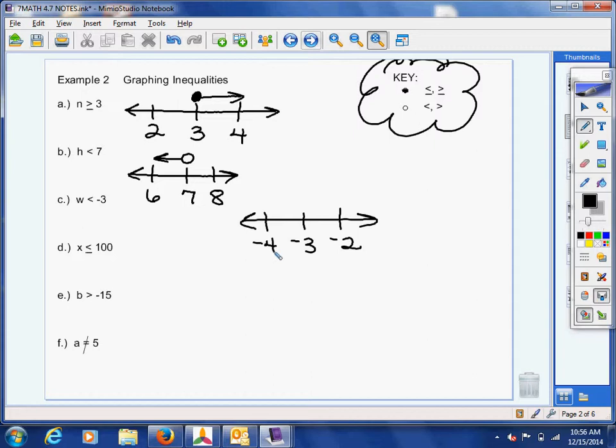But yeah, somebody want to come up and show me this one? So Anna, since you volunteered originally, come show us how to graph w is less than negative 3. So I'm pretty sure to do it open. Yep, open circle. And then, where are all the numbers that are smaller than negative 3? That's correct. There you go. That's it. She did it.